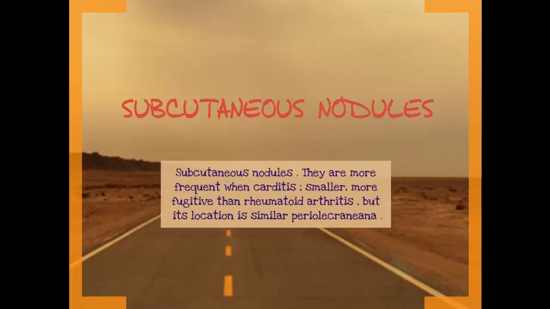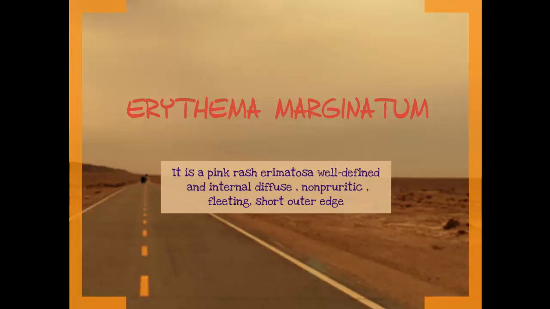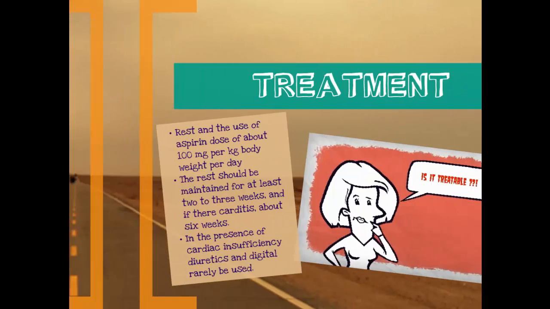Subcutaneous nodules. They are more frequent when there is carditis, smaller and more fugitive than in rheumatoid arthritis, but their location is similar, periolecranian. Erythema marginatum. It is a pink erythematous rash, well-defined and with diffuse internal area, non-pruritic, fleeting, and of short duration.